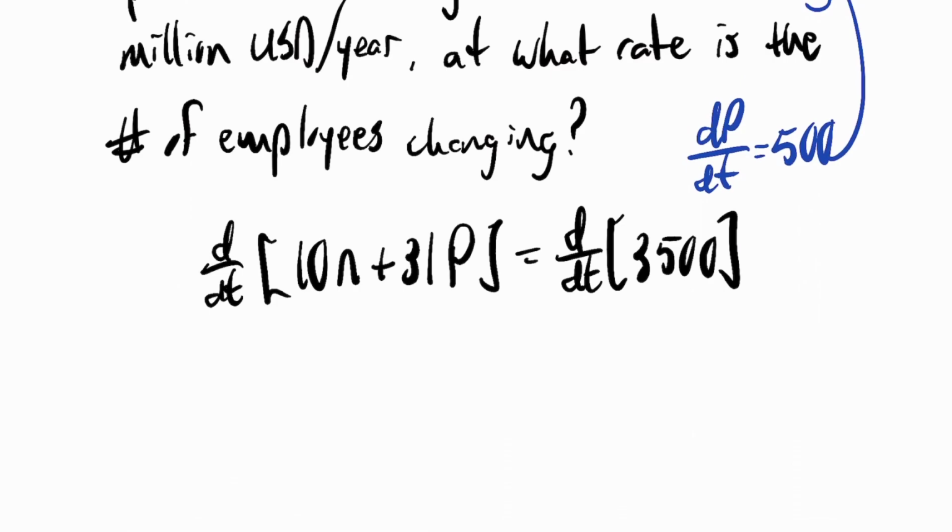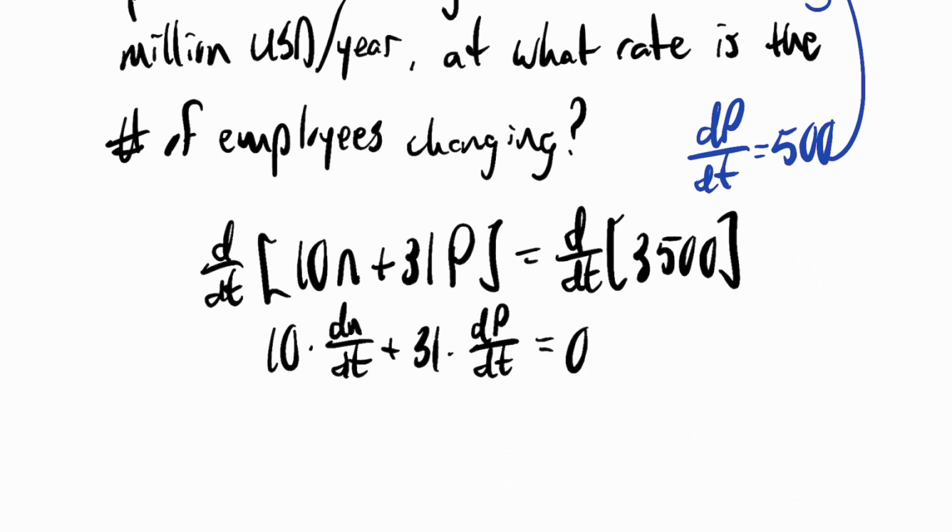The left-hand side, when I find the derivative of 10n, I get 10, right? That's just using the constant multiplier rule and then the power rule. But the variable with respect to which the derivative is being taken is not n, it's t, so I have to use the chain rule. So this is actually 10 times dn dt. Similarly, in the next term, 31p, the derivative with respect to time will be 31 times dp dt. And then, of course, this equals 0, right?